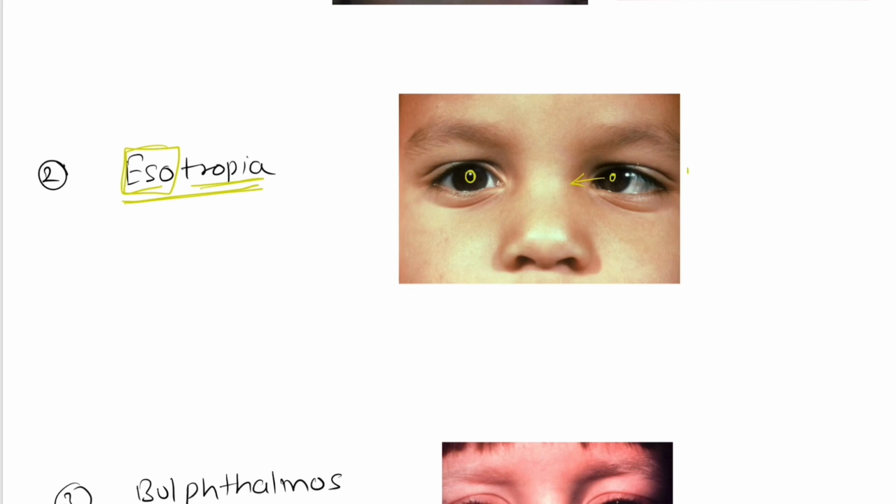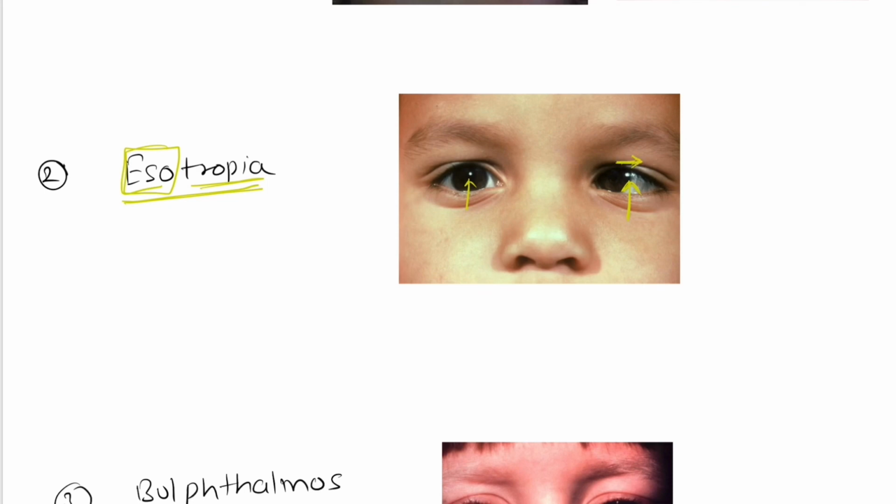This can be checked by the Hirschberg test, in which we put a light, just a normal penlight, in the eye. If the light reflex, this white dot you can see here, is completely in the center, it means this eye is straight. If it's not in the center, let's say in this one, here it's not in the center of the pupil, it means the eye is deviated outside.